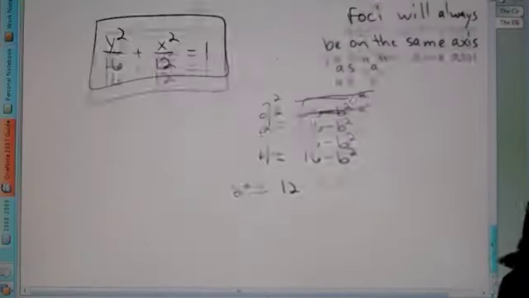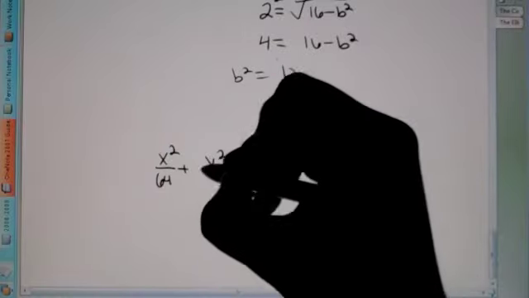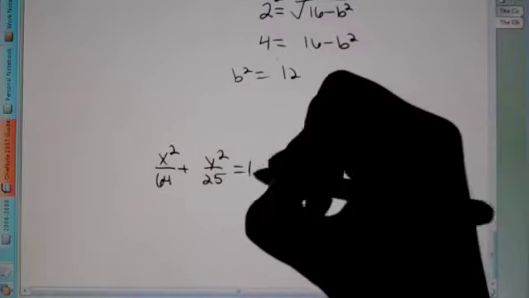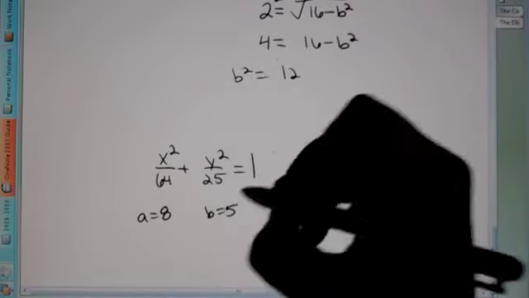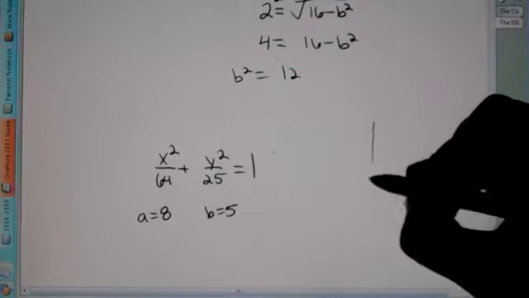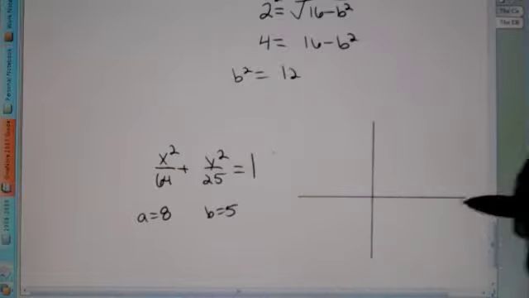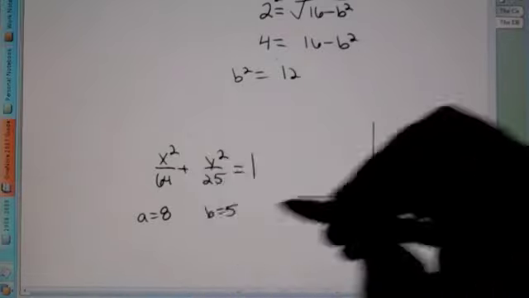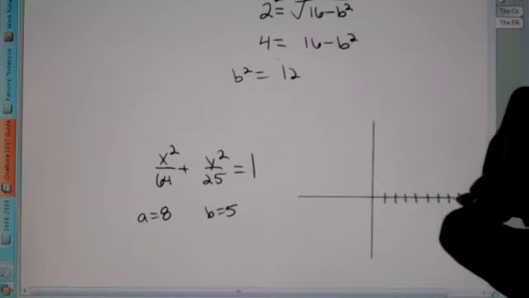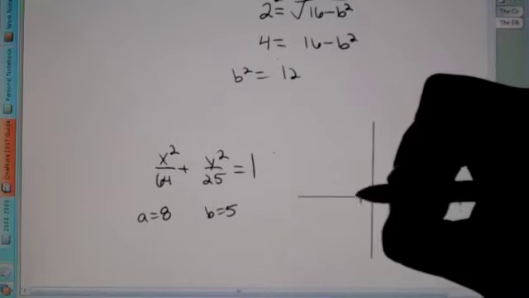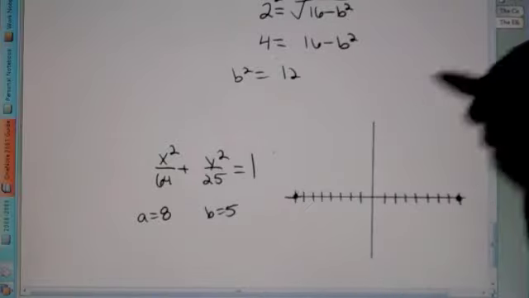So I'm going to rewrite it down here. We have x squared over 64 plus y squared over 25 is equal to 1. Okay? So again, we said a is equal to 8, b is equal to 5. Alright? So we have our y-axis. Here goes our x-axis. So a, since it's underneath the x, you're going to go over 8. 1, 2, 3, 4, 5, 6, 7, 8. There goes our one vertex. 1, 2, 3, 4, 5, 6, 7, and 8.